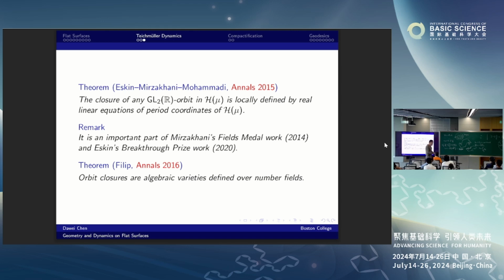So you may wonder how bad the closure can sometimes be, maybe like a Cantor set or Julia set, and can it be something better, like a manifold, a submanifold, or subvarieties? So their result actually is even stronger.